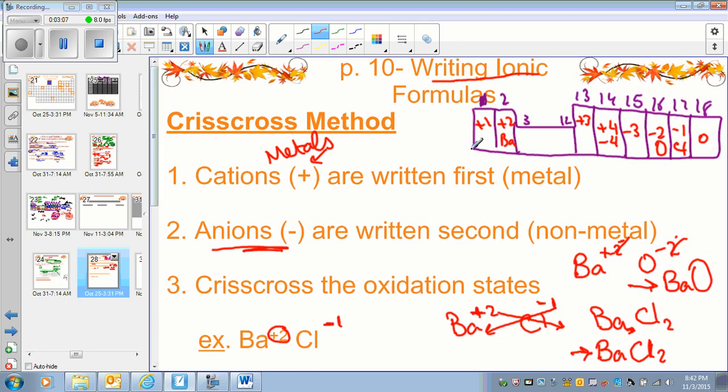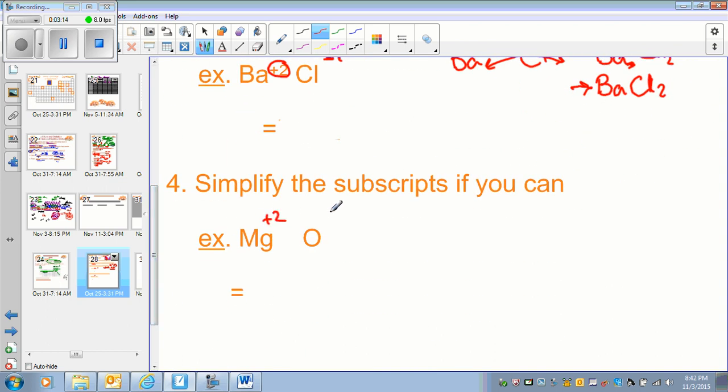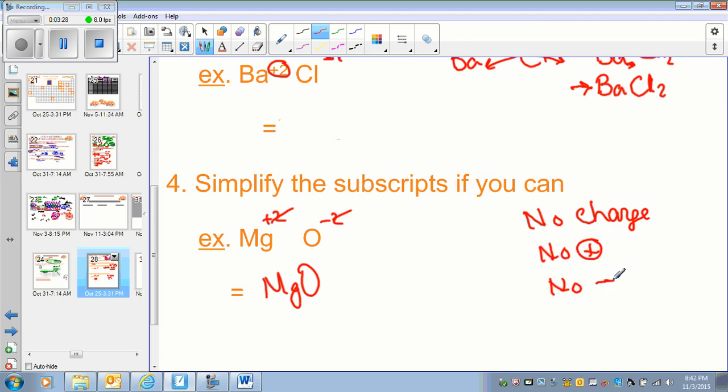So magnesium is sitting right here. So magnesium charge is +2, okay, and oxygen is -2. So if the numbers are the same, they cancel each other. The formula is going to be MgO. There should be no charge on the final formula. No positive, okay, no negative. Please keep it in mind.